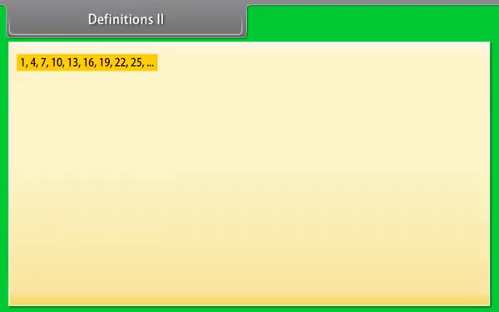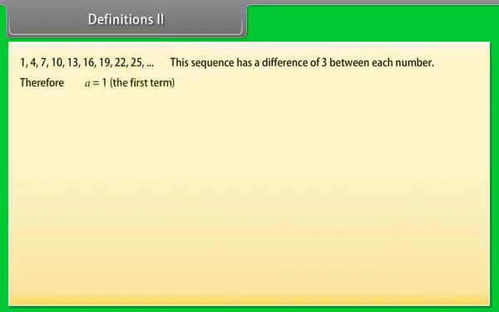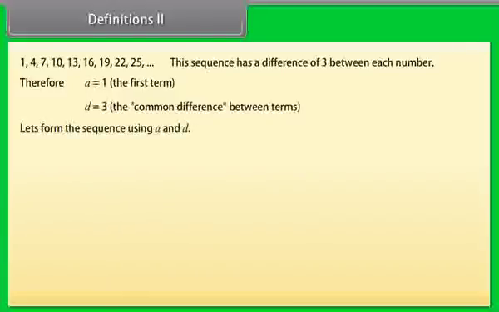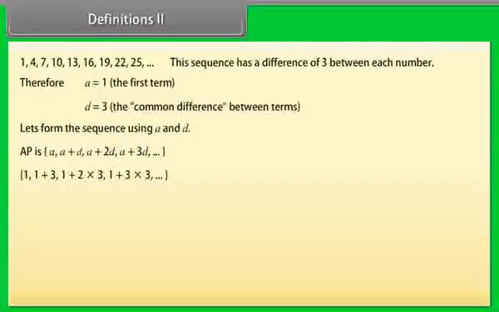Look at this example now. We can see that this sequence has a difference of 3 between each number. Therefore, a is equal to 1, the first term, and d is equal to 3, the common difference between terms. Let's form the sequence using a and d. We know AP is a, a plus d, a plus 2d, a plus 3d, and so on. Substituting the values of a and d, we get 1, 1 plus 3, 1 plus 2 into 3, 1 plus 3 into 3, and so on, which gives the sequence 1, 4, 7, 10, and so on.